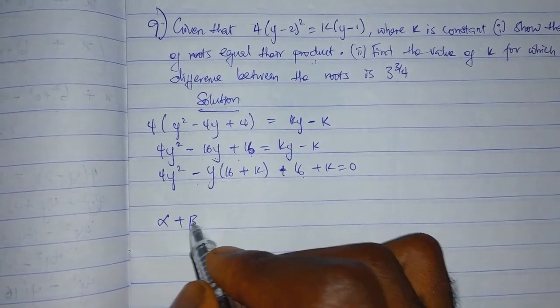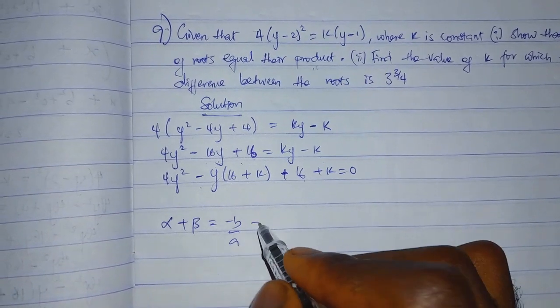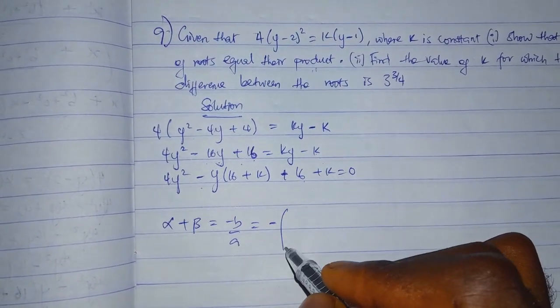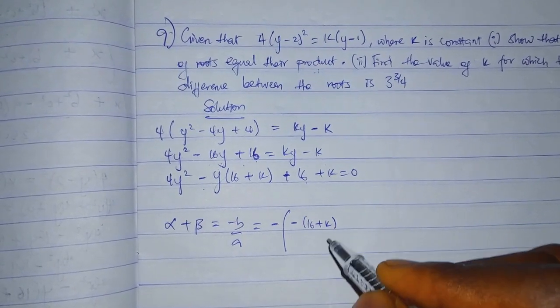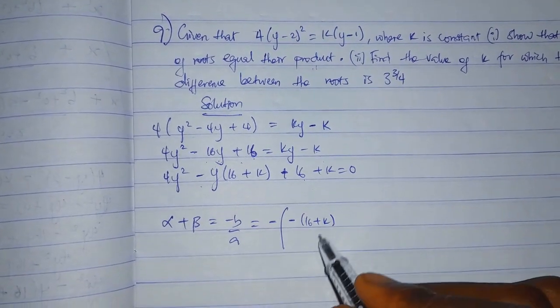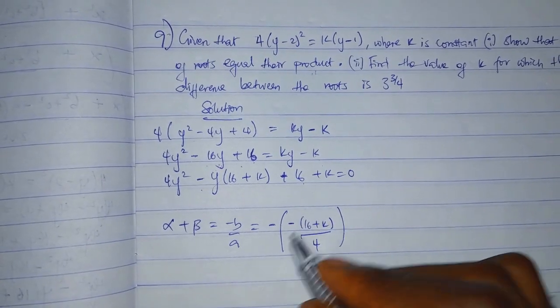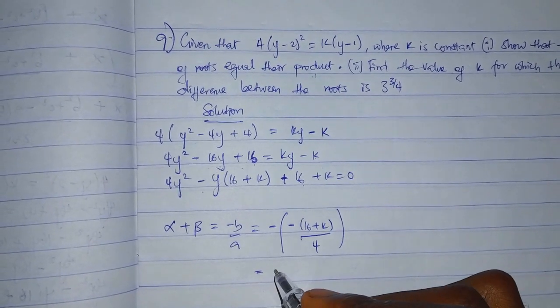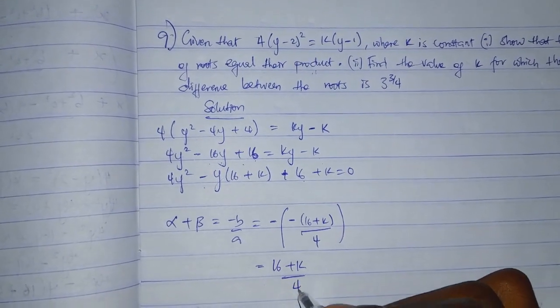Remember, alpha plus beta represents the sum of roots. Sum of roots is minus b over a, which is minus, my b is what? Minus (16 + k). This is my b. Over a, which is 4. Now, you know that this becomes plus automatically. So that becomes (16 + k) over 4.